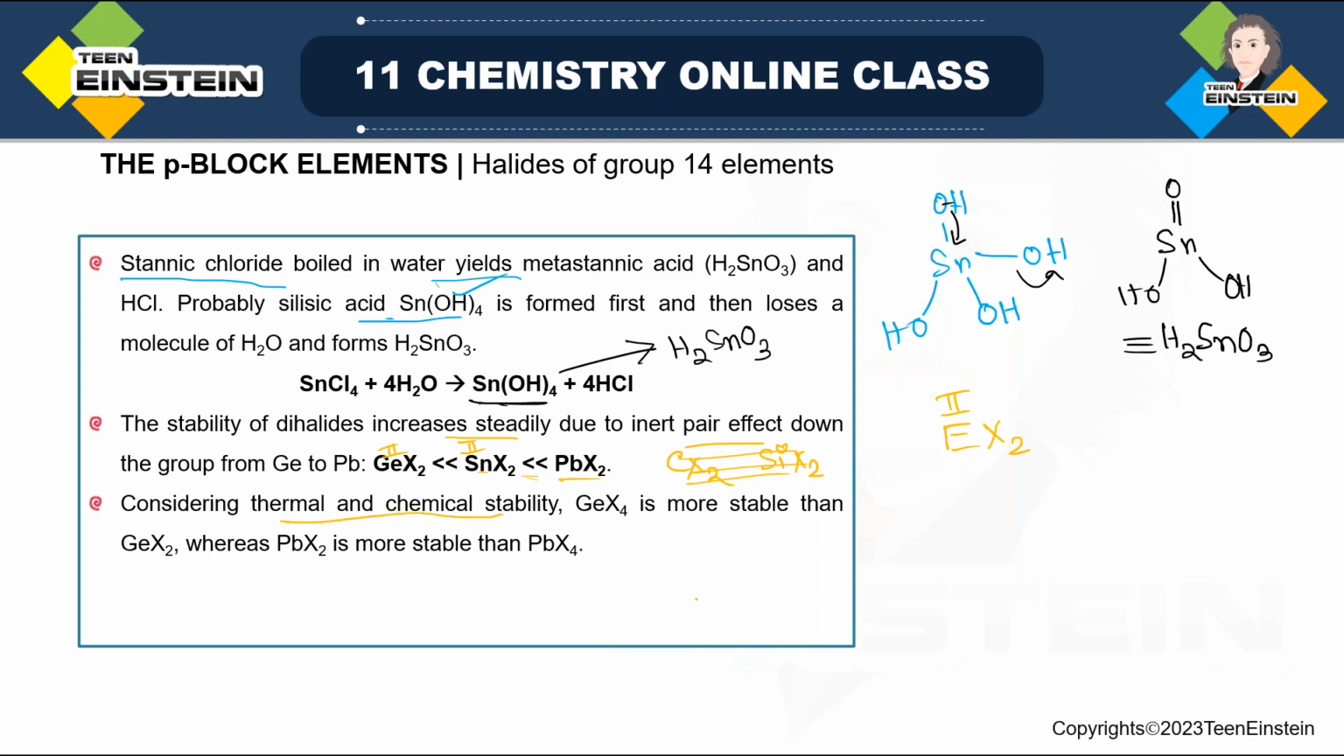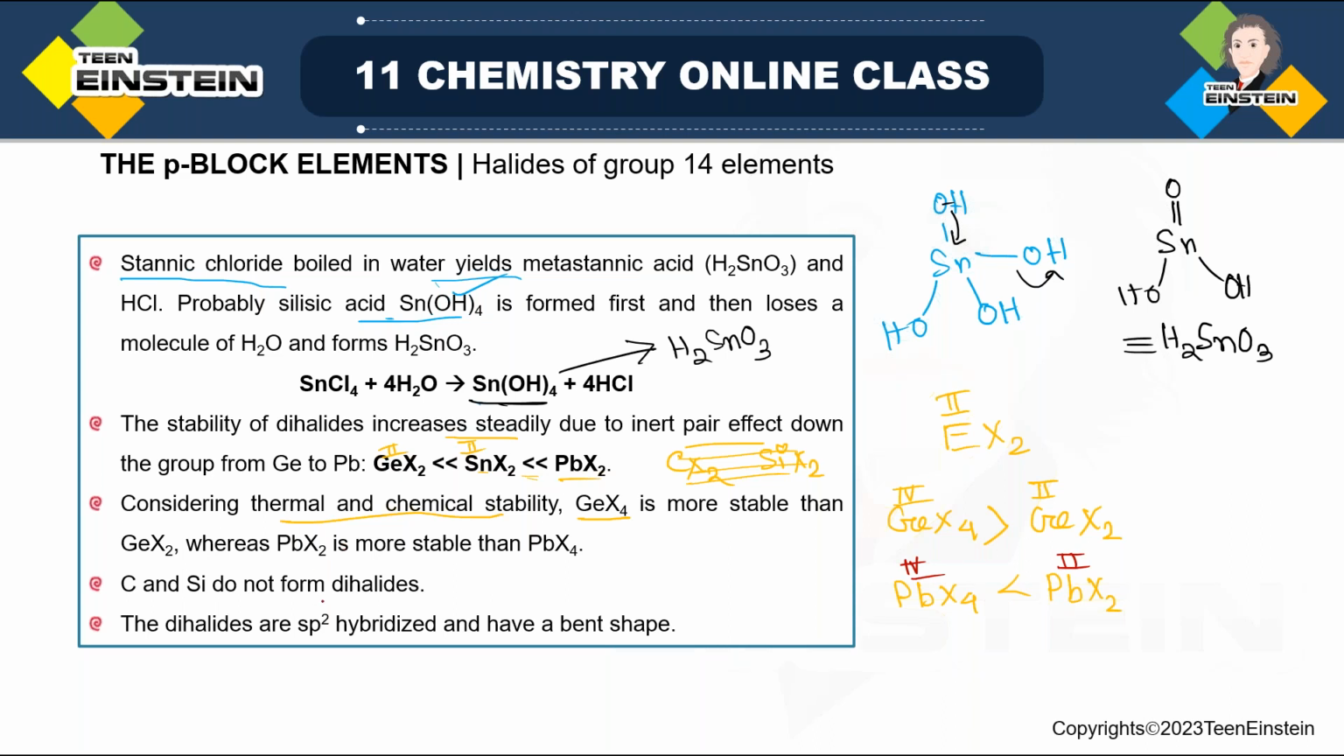Considering thermal and chemical stability, not just thermal, also chemical stability, GeX4 is more stable than GeX2. So here the only difference is in the oxidation state. Here it is +4, here it is +2. That means Ge in the +4 state will be more stable compared to +2. But when you consider PbX4, now it is reverse. PbX2 is more stable compared to Pb4+. Okay. So this is important information.